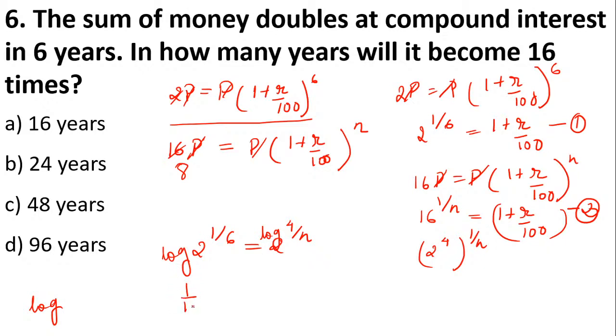So it becomes 1 upon 6 log 2 is equal to 4 upon n log 2. So this log 2 gets cancelled. 1 upon 6 is equal to 4 upon n. Again, if you do cross multiplication, n becomes 24. So B is the right answer.